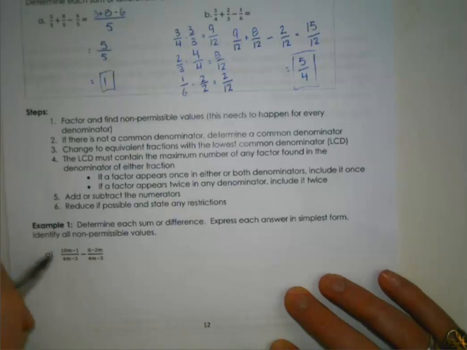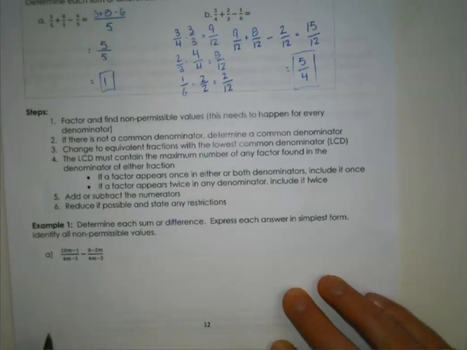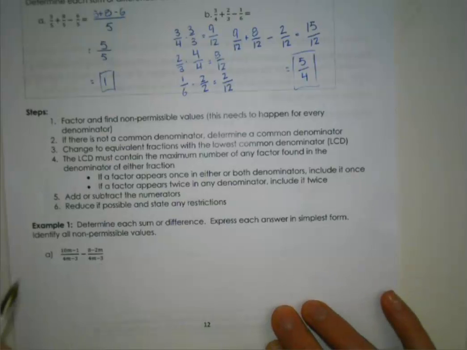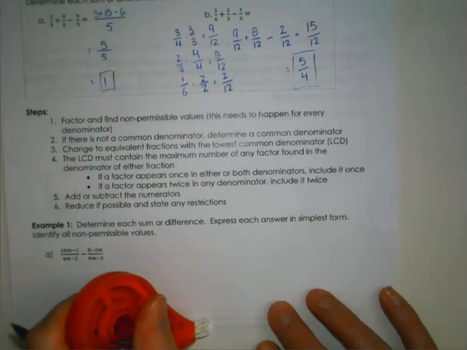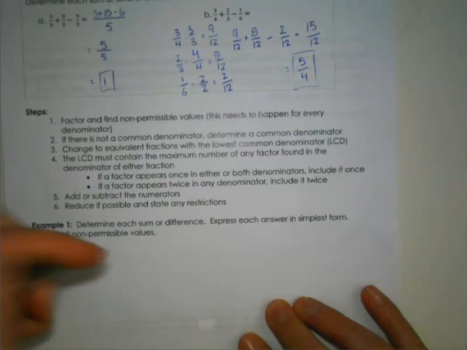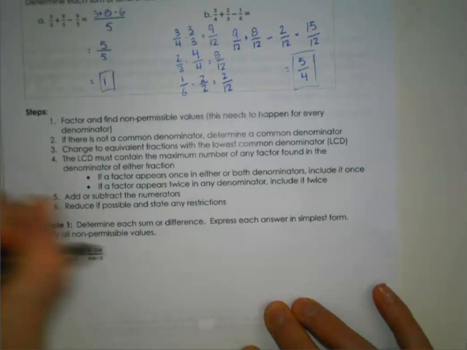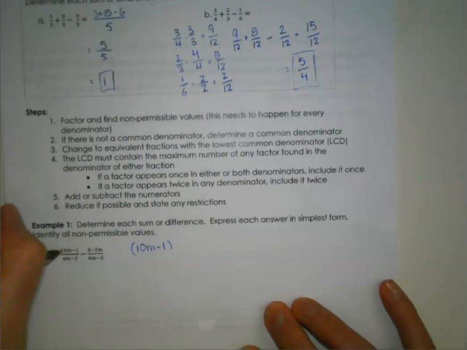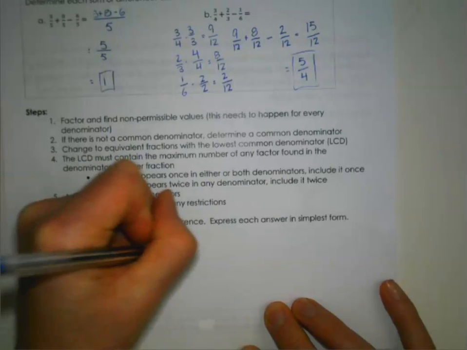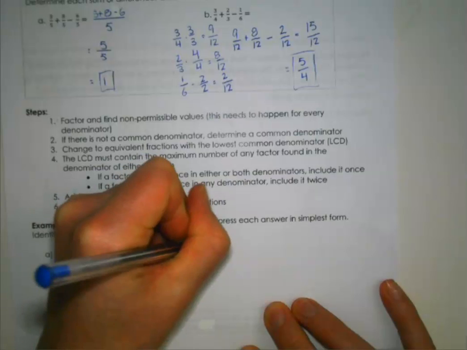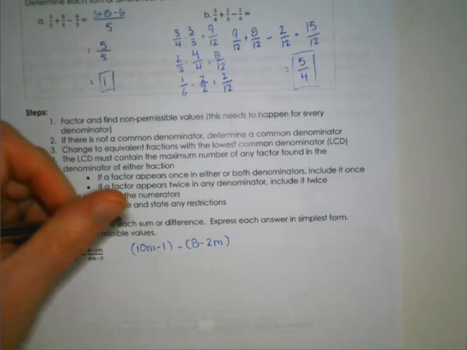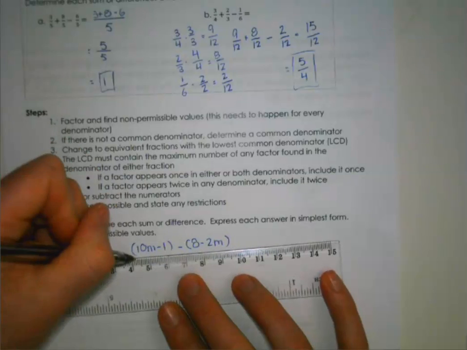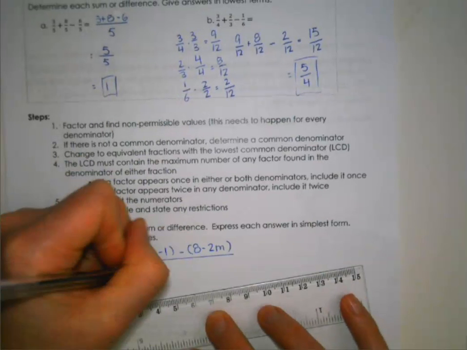So for example 1, first thing always just looking at the denominator, we do have a common denominator there, so that makes things nice and easy because then we can just do the operation for the numerators. I'm just going to get rid of this in case I need the space. So basically that means we have 10m minus 1 minus (8 minus 2m). And I'm just going to automatically set this up so that it's all one fraction, because it's all over 4m minus 3.